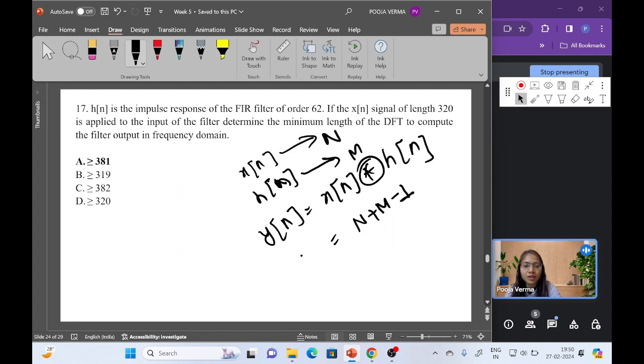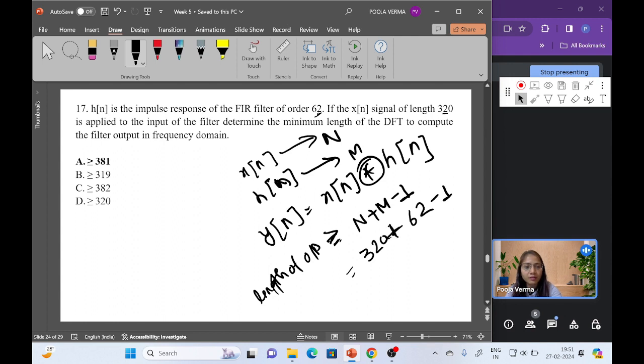The length of the output DFT must be greater than or equal to n plus m minus 1. So here n is the length of the signal x of n, that length is 320, right? And the length of h of n is represented by m. So the length of the FIR filter is 62.